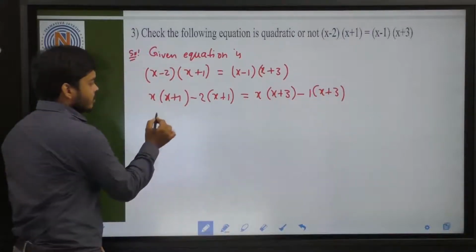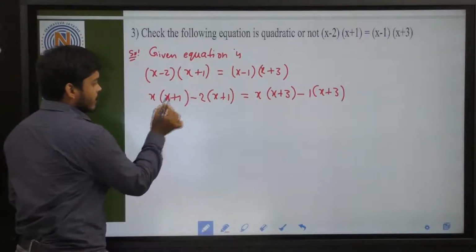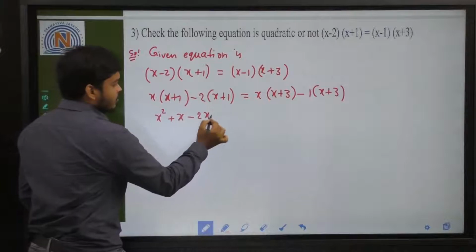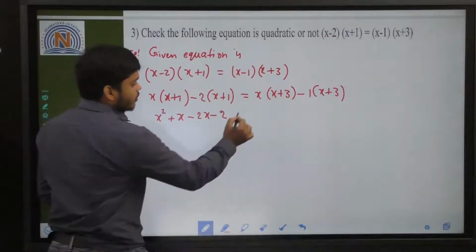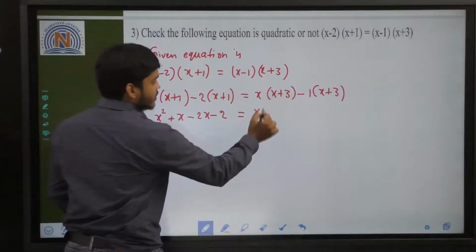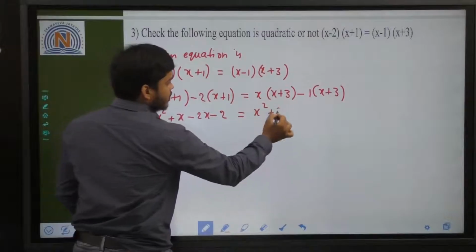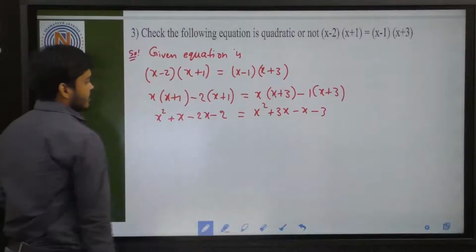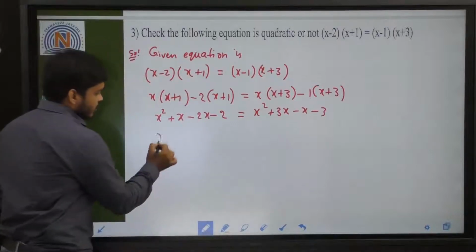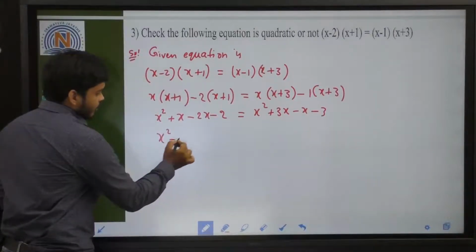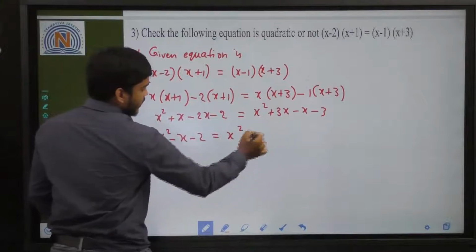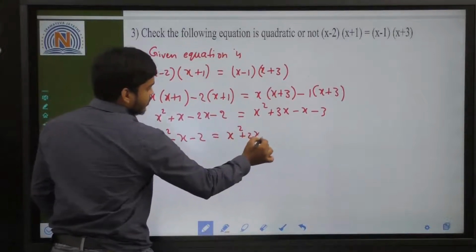See here, x into x, x square, plus x into 1 is x, minus 2 into x is minus 2x, minus 2 into plus 1 is minus 2, which is equals to x into x is x square plus x into 3 is 3x minus x minus 3. See here if you observe, x square plus x minus 2x is minus x minus 2 equals x square plus 3x, so plus 2x minus 3.